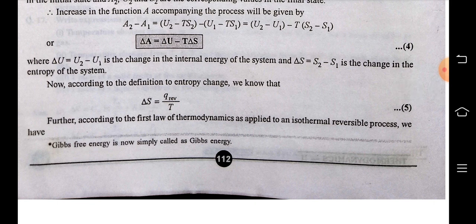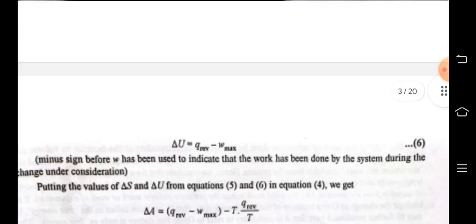Increase in the function A accompanying the process will be given by A2 - A1 = (U2 - TS2) - (U1 - TS1), so ΔA = ΔU - TΔS, where ΔU = U2 - U1 is the change in the internal energy of the system, and ΔS = S2 - S1 is the change in the entropy of the system. Now, according to the definition of entropy change, we know that ΔS = Q reversible / T.